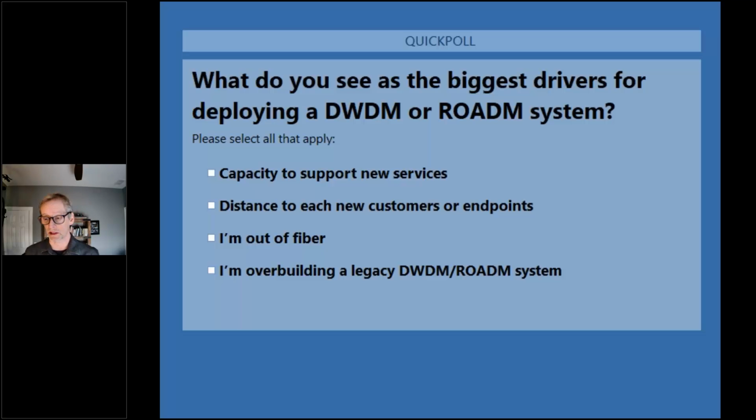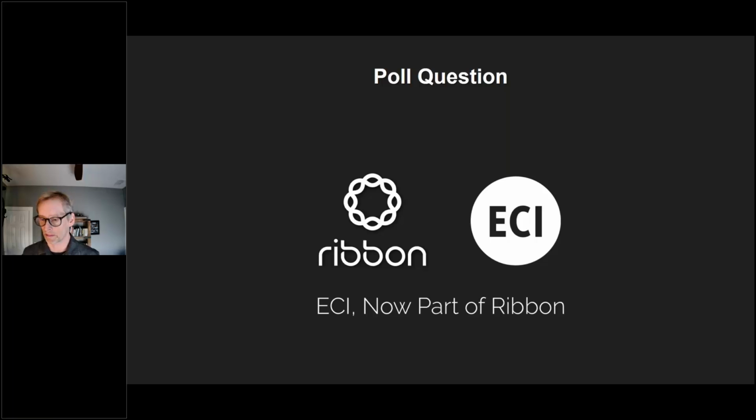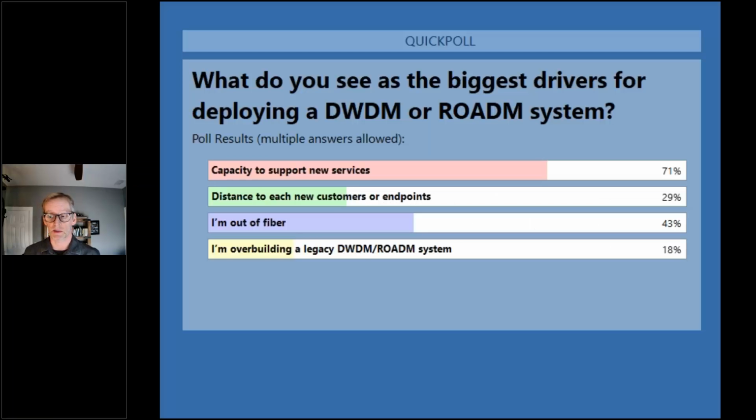About half the folks are also saying, I'm out of fiber. And fiber is really expensive, and some people actually call these systems electronic fiber. So looking like electronic fiber, if you will, to solve that problem. 30% of the people have a distance problem too, because we're expanding, trying to reach new customers, new endpoints. That's a big driver for folks. And there's about 20% of folks that say, I've got a first generation or older generation DWDM or ROADM system out there, and it's out of gas, and I need to overbuild it. So thank you for participating.